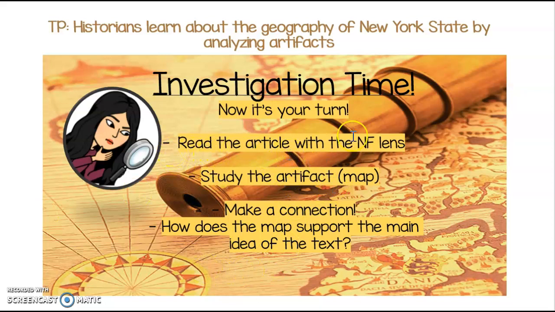So now it's your turn, investigation time. You're going to read the article with the nonfiction lens, and then you're going to study the artifact, which is a map from the past, and you're going to make a connection. You're going to think about how the map supports the main idea of the text, as well as what does the article and the map tell you about the geography and the natural resources of New York State.